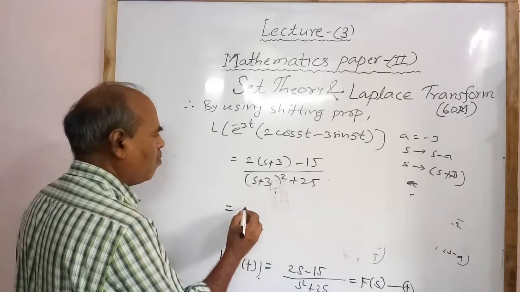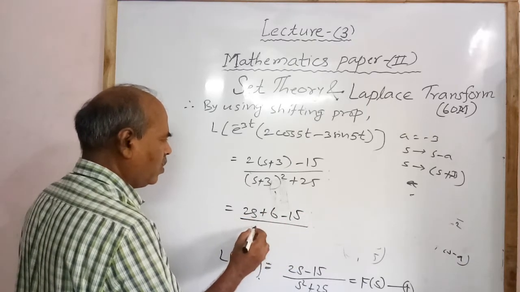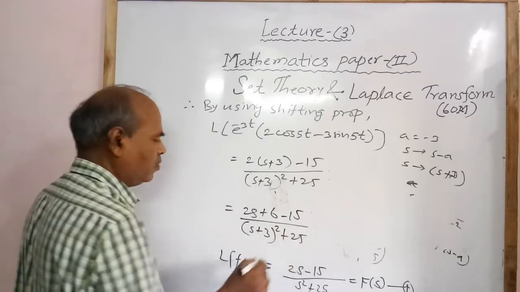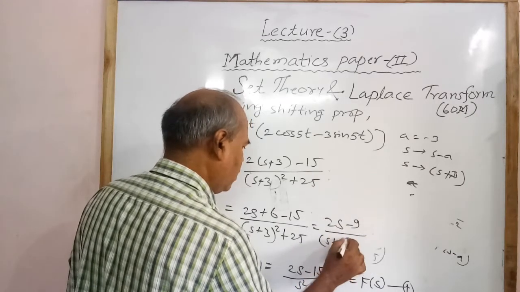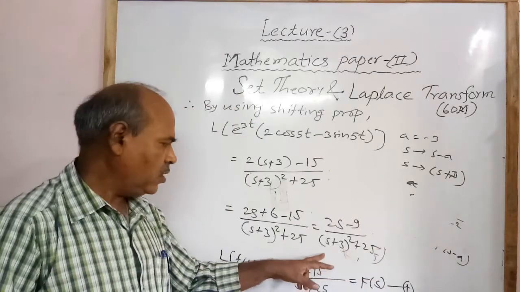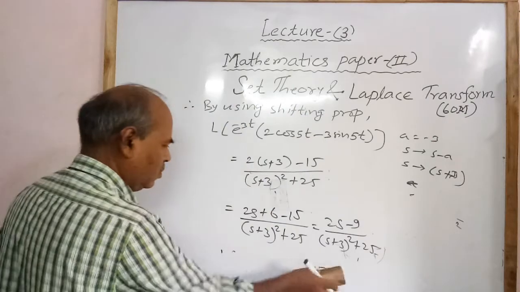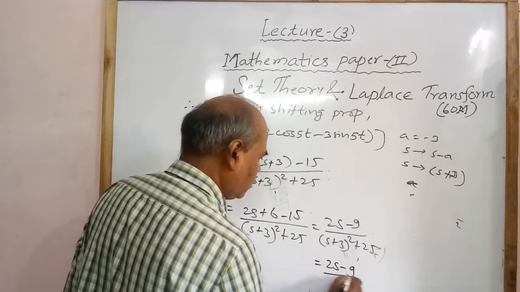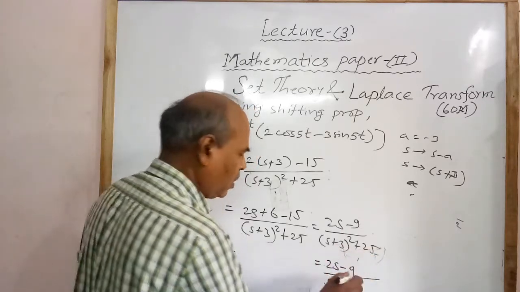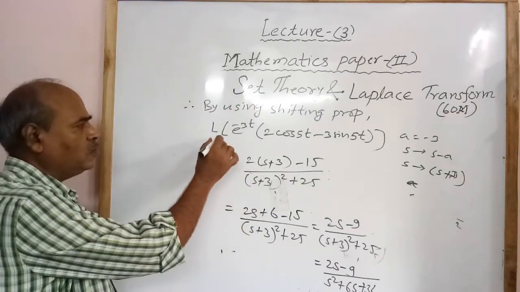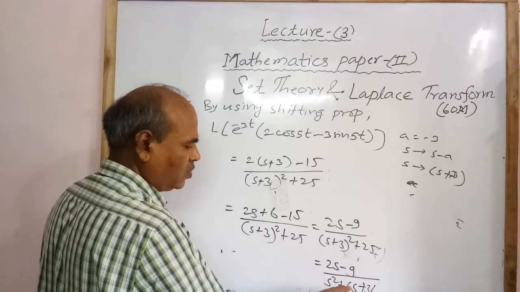Then simplifying this, 2s plus 6 minus 15 divided by s plus 3 whole square plus 25. Therefore, twice s minus 9 divided by s plus 3 whole square plus 25. You can simplify the denominator, s plus 3 whole square, s square plus 6s plus 9. Therefore, we get this as twice s minus 9 divided by s square plus 6s plus 9 plus 25. Therefore, we have this as 25 plus 9, 34. Therefore, Laplace of e to the power minus 3t into 2 cos 5t minus 3 sin 5t is given by this, twice s minus 9 divided by s square plus 6s plus 34.